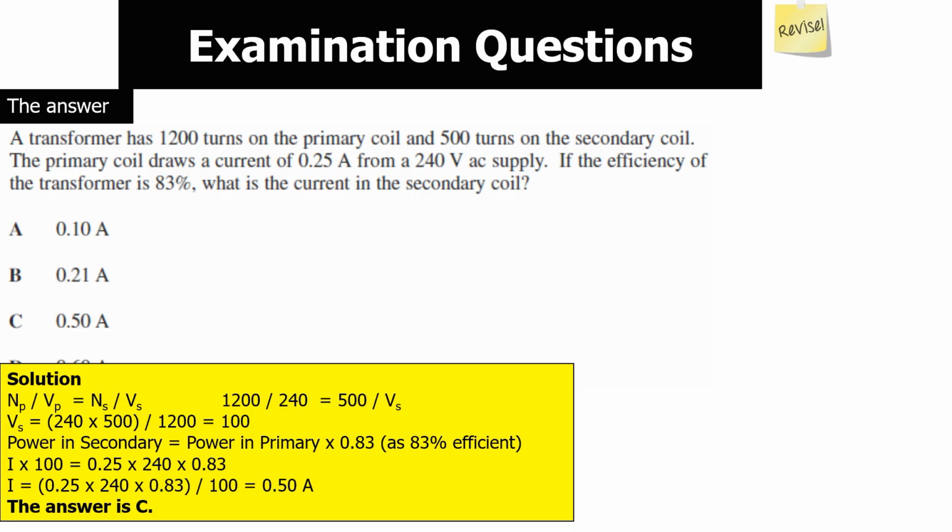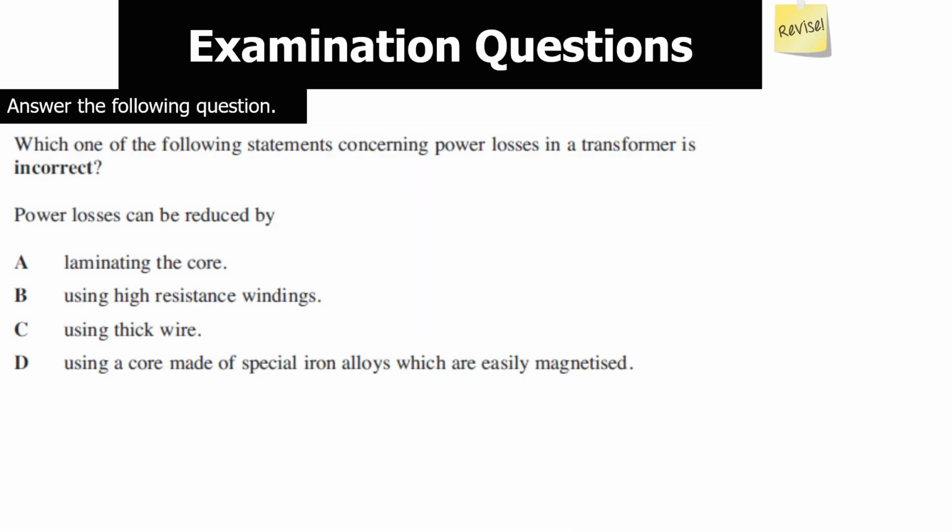Our answer is C. The next question says, which one of the following statements concerning power losses in a transformer is incorrect? Power losses can be reduced by what? So pause the video now, then unpause the video when you want to go through your answer.